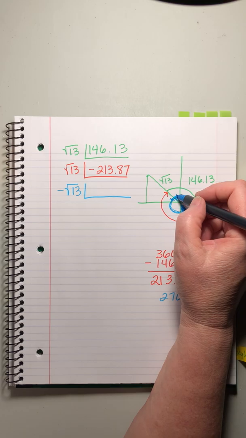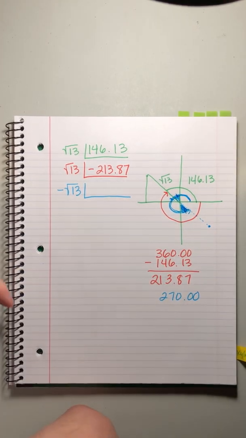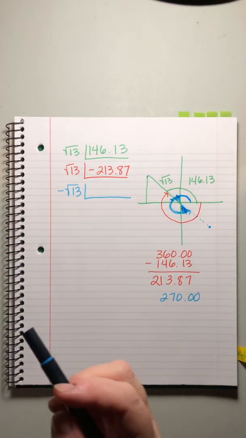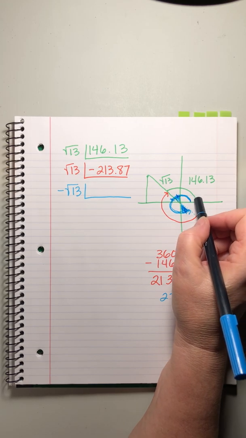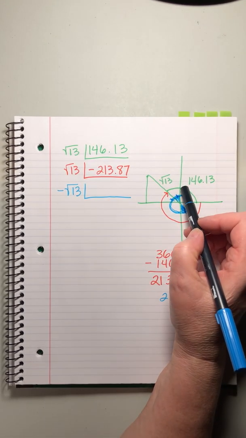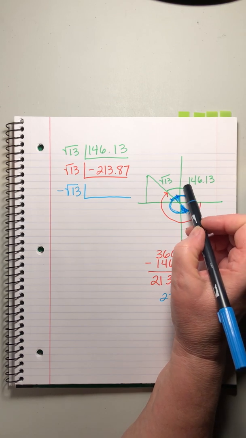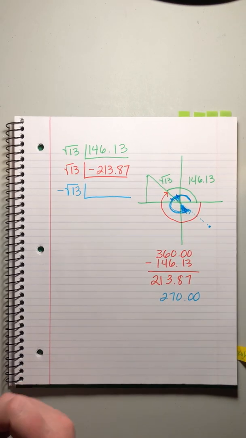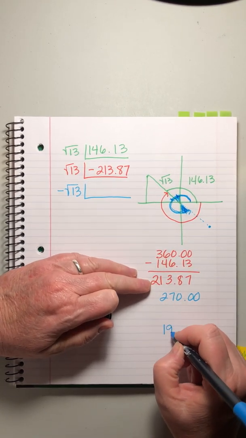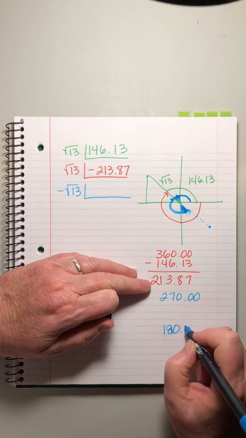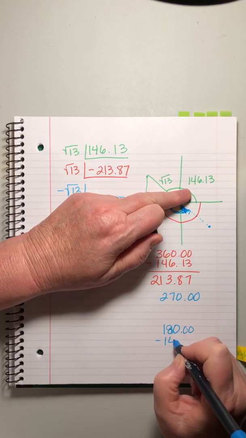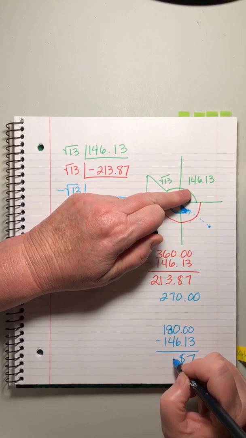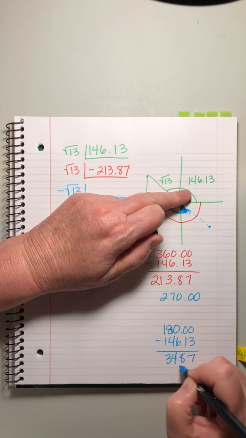So how much is that? Well, 146 goes that far. So if I subtract, this is crazy, right? Your brain's probably going sideways by now. This total amount is 146.13. So if I subtract 90, that should give me that amount. Okay, so I'm going to say 180 minus 146.13. That should be 33.87.